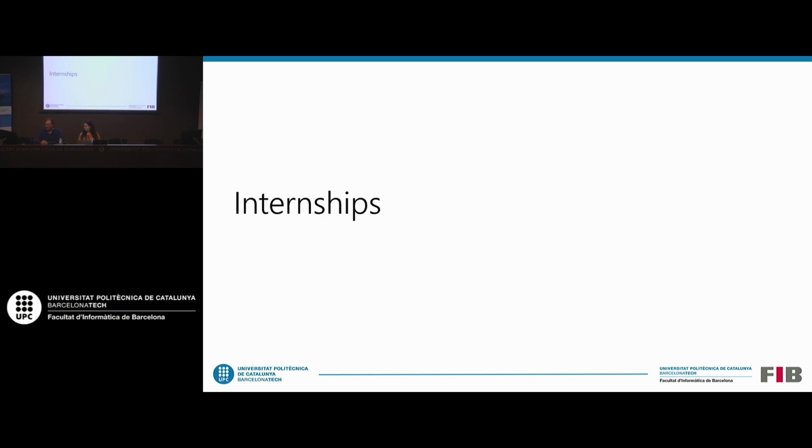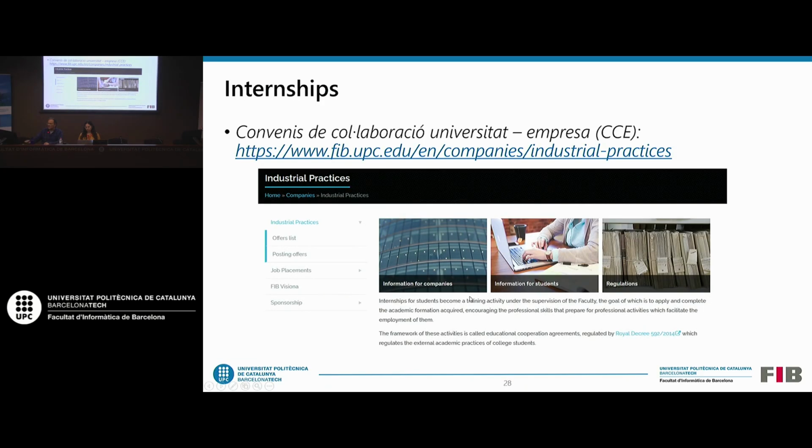So after this brief summary of what the master can offer, let me focus on two things that I think bring a special value from this master. The first one is how to do internships, either in a research group or in a company, okay? And the other one is mobility. Let's start with the first one.